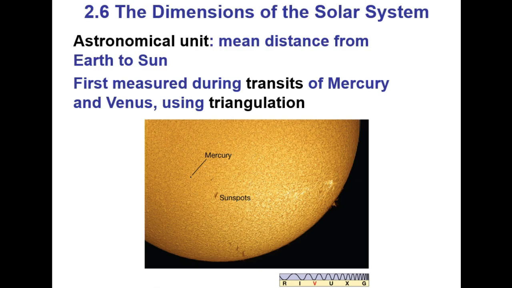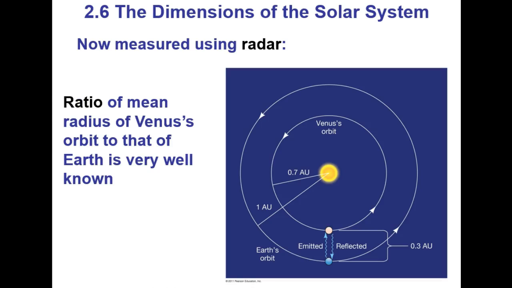The dimensions of the solar system. An astronomical unit is the mean distance from the Earth to the Sun. It was first measured during transits of Mercury and Venus using triangulation. The dimensions of the solar system are now measured using radar. The ratio of the mean radius of Venus's orbit to that of Earth is very well known.